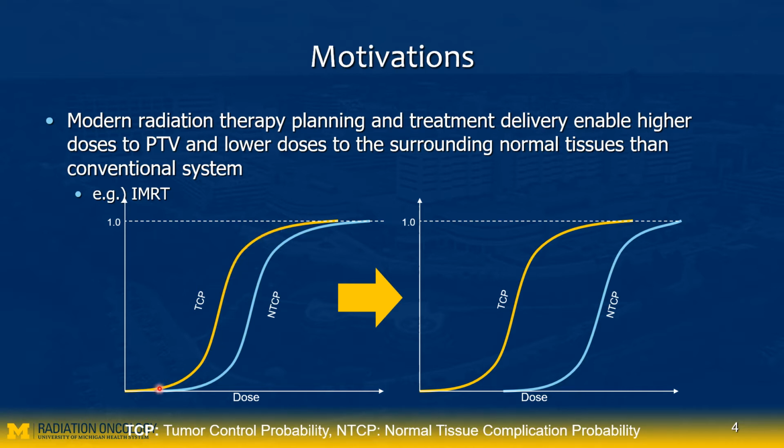But what is NTCP? NTCP is normal tissue complication probability. That means the complication probability of normal tissue will also increase. So as you increase the dose, you're not only killing the tumor, you have this collateral damage of normal tissue. So the normal tissue complication probability also increases.